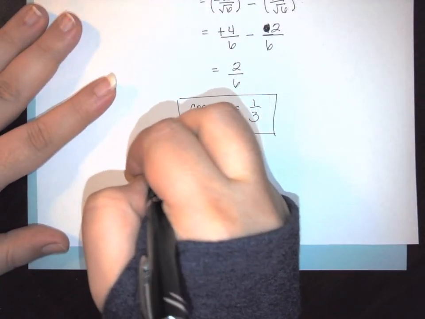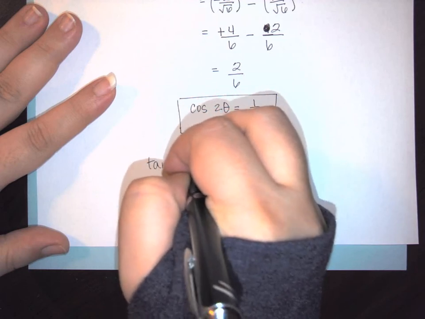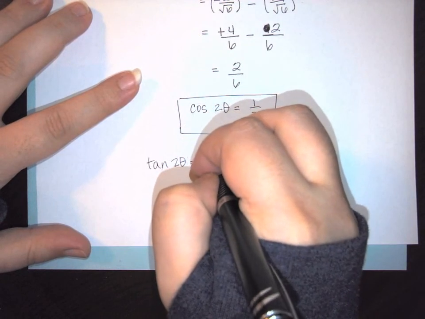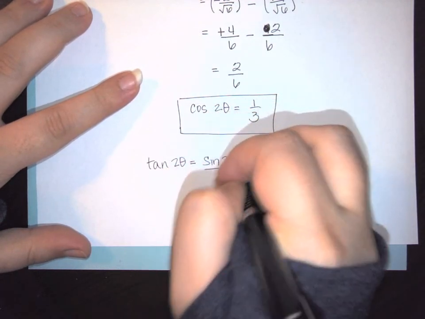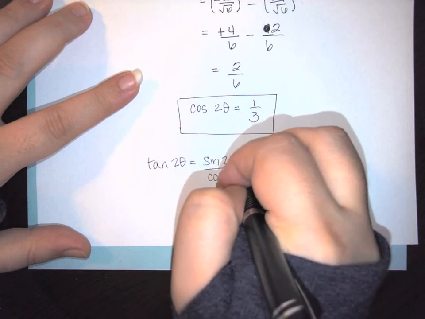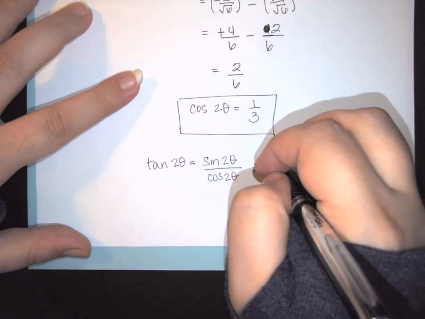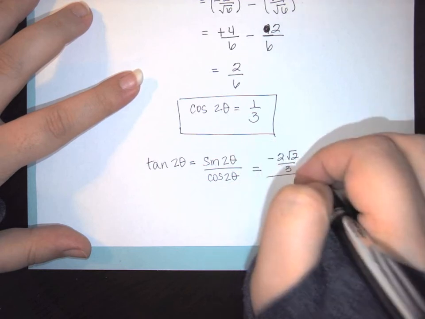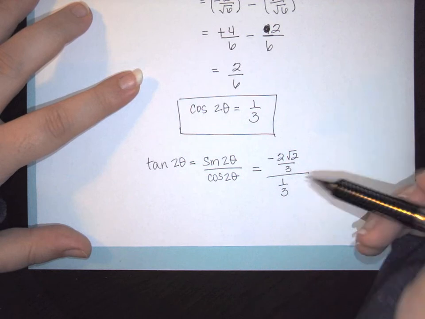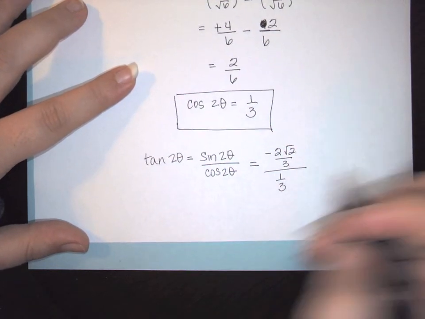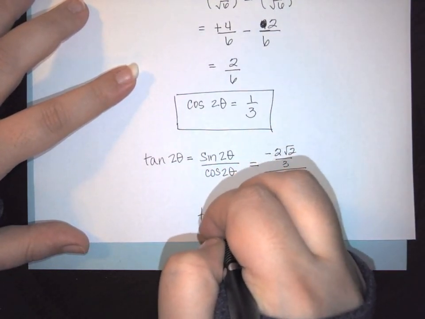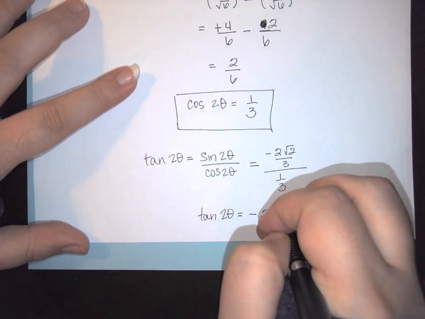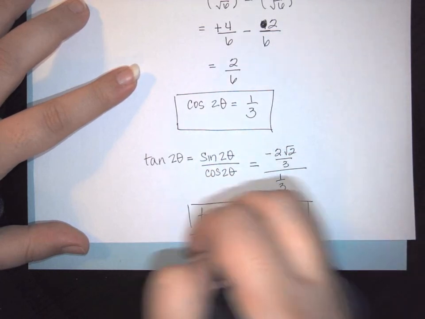Alright, so let's look at the tangent of 2 theta. And again, I can make things really easy on myself, knowing that I can take the sine of 2 theta over the cosine of 2 theta. Since I already did all the hard work, I know this is going to be negative 2 square roots of 2 all over 3, and that whole thing is over 1/3. My denominators are the same, so what that means is that my tangent of 2 theta is going to be negative 2 square roots of 2. And so here's my third double angle.